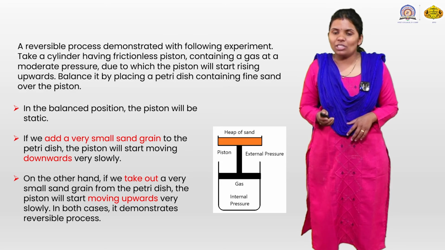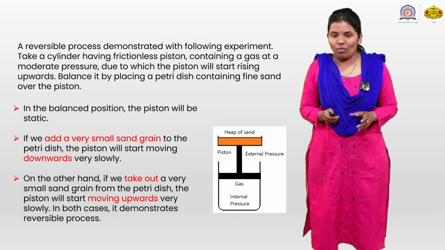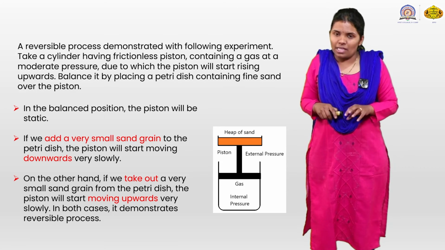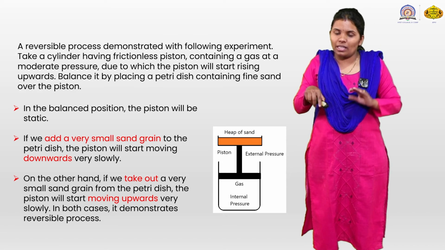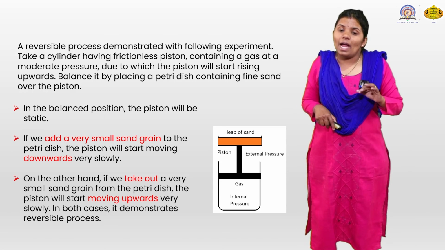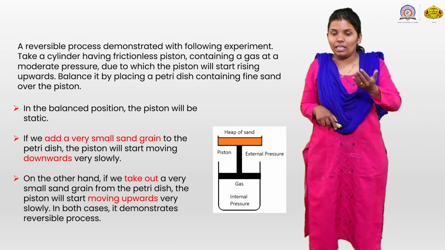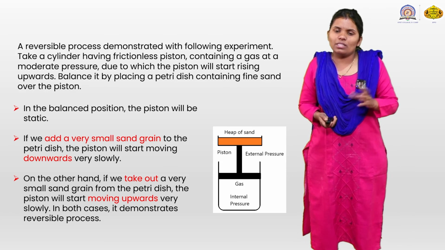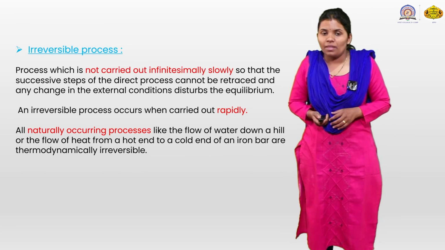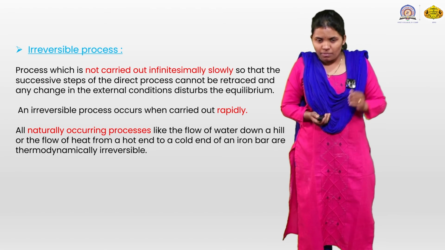So here you can see the picture which shows a heap of sand. If you add the sand, the pressure goes downwards and the gas gets compressed. If we remove sand from the container, the gas expands and the heap of sand decreases. So these are what the reversible changes or reversible processes are.